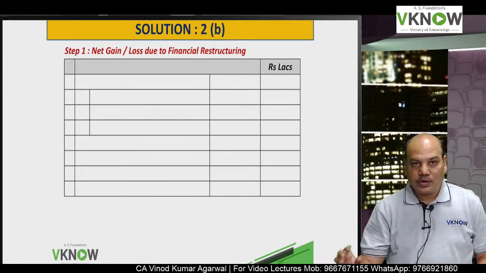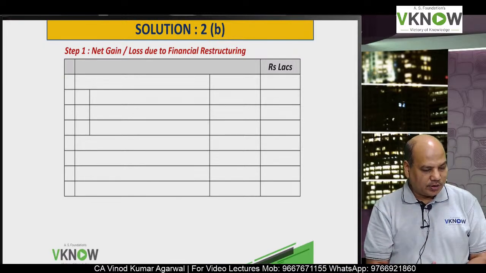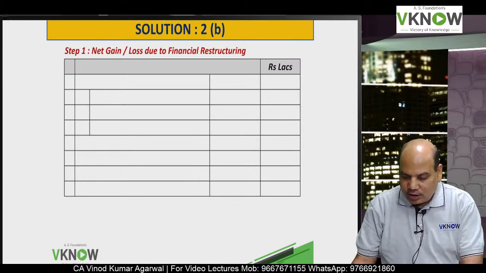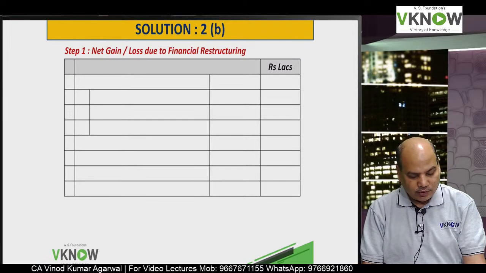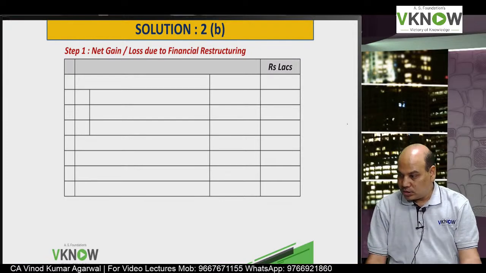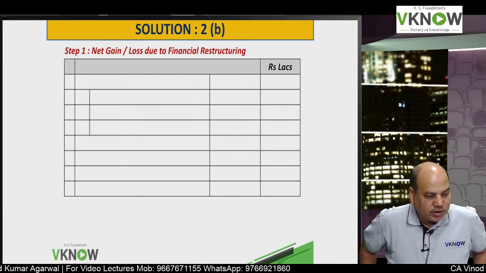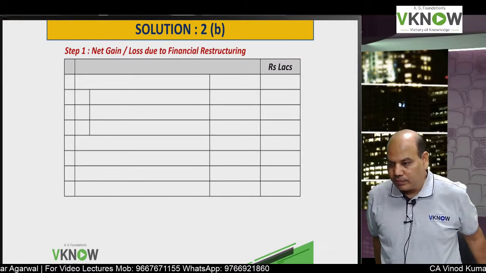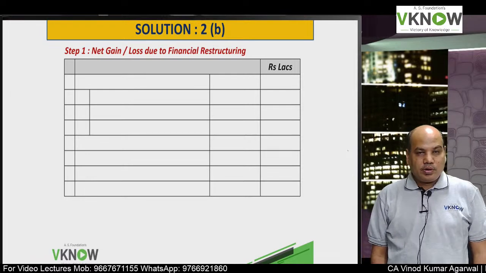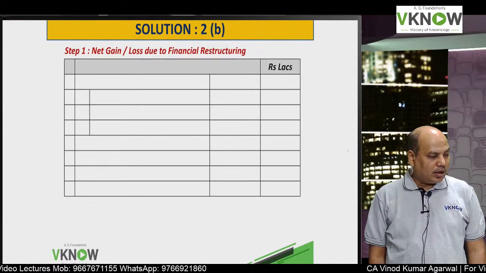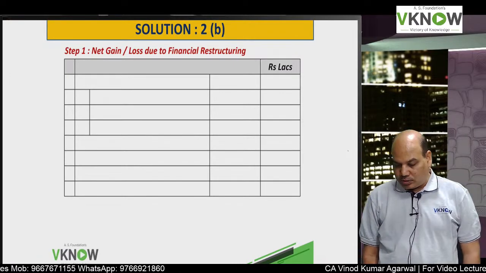So let us see first what will be the net gain or loss due to financial restructuring. What will be net gain or loss due to financial restructuring? Write down. I will show you how much is the net gain or loss. A company which is undergoing losses will have to reduce the value of the asset if it is overvalued. Most importantly, the share capital has to reduce so that the losses can be wiped out from the balance sheet.